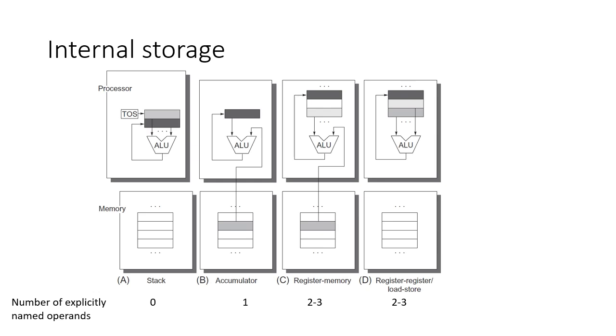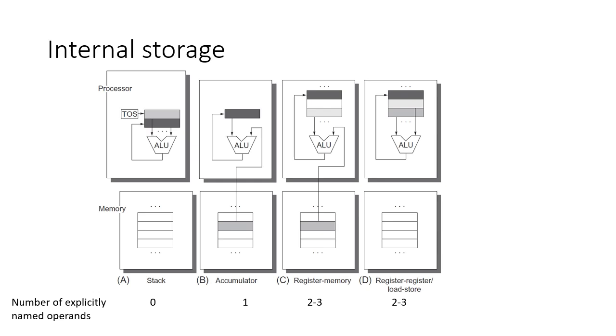Accumulator-based processors, like example B, were common when microprocessors were first introduced and are still used in some microcontrollers. In this model, there is one register, the accumulator. The accumulator is an implicit argument for most instructions, and the other operand is in memory.